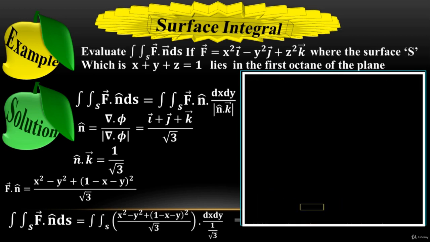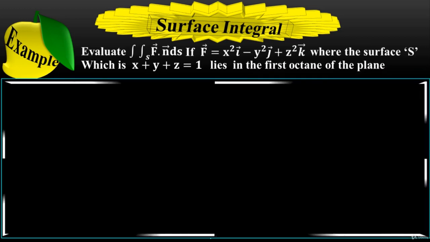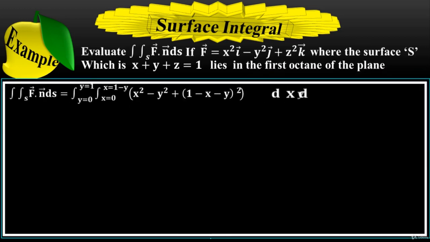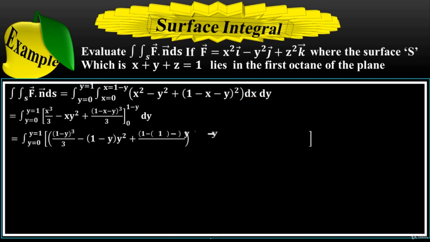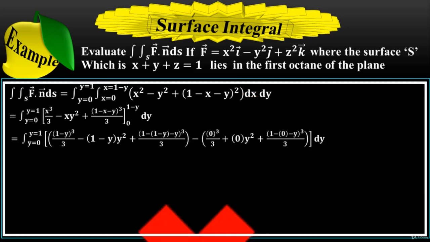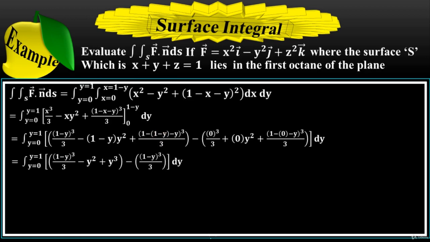Simply put these limits for the double integral here. Yeah, this is my new equation. First integrate it with respect to x to get x cubed over 3, x times y squared, plus (1 minus x minus y) to the 3 over 3. Expand the limits here, where this term will be cancelled. It becomes 0 when you calculate. So I am left with this equation: (1 minus y) to the 3 over 3, y squared, y to the 3, (1 minus y) to the 3 over 3.